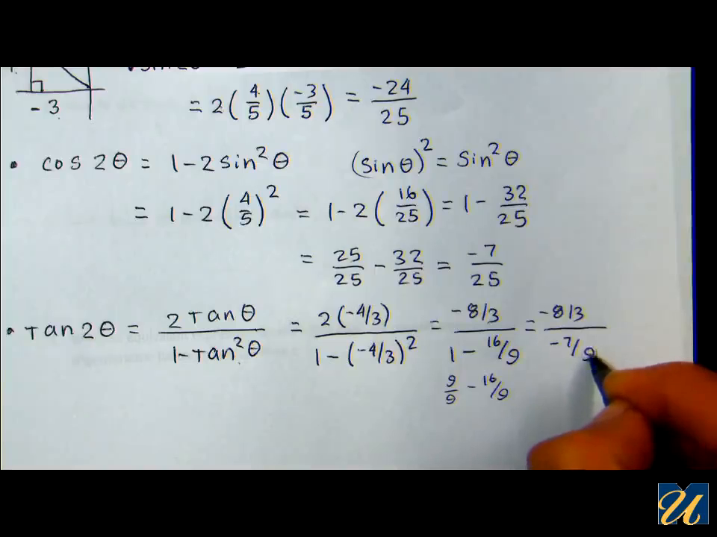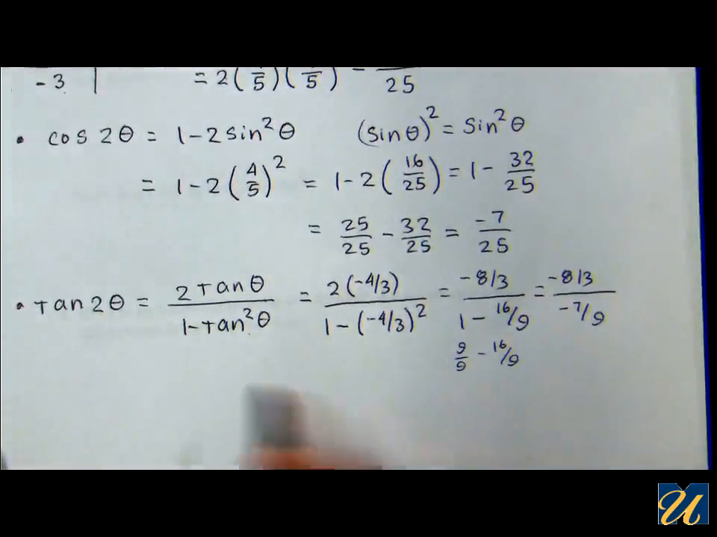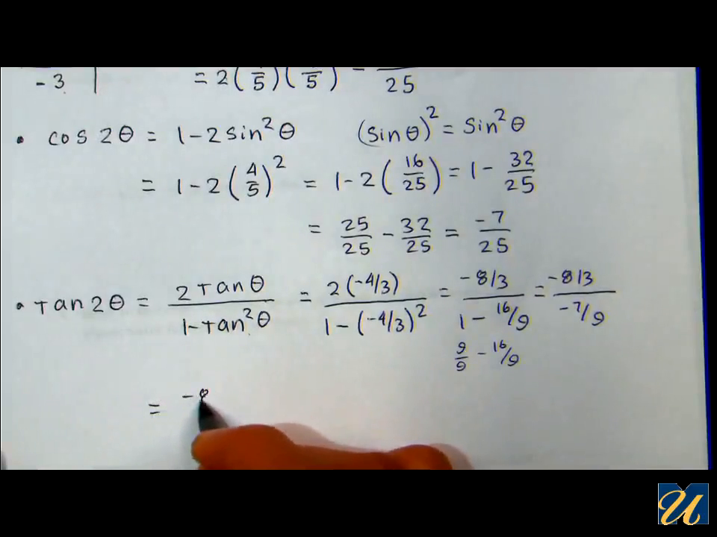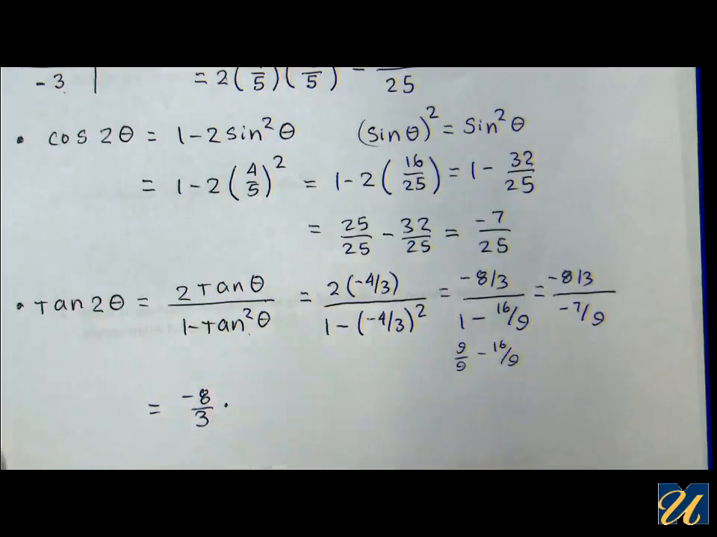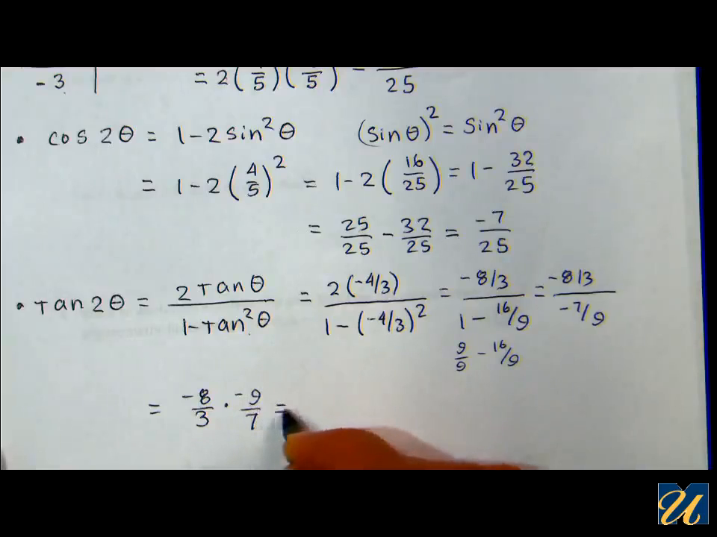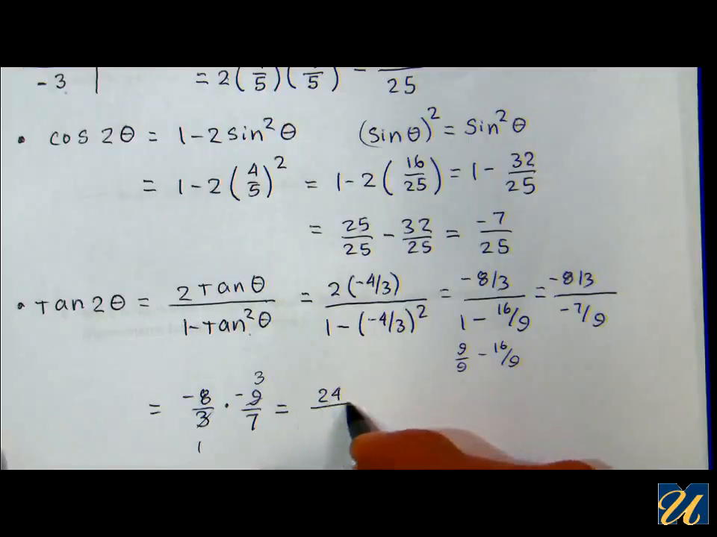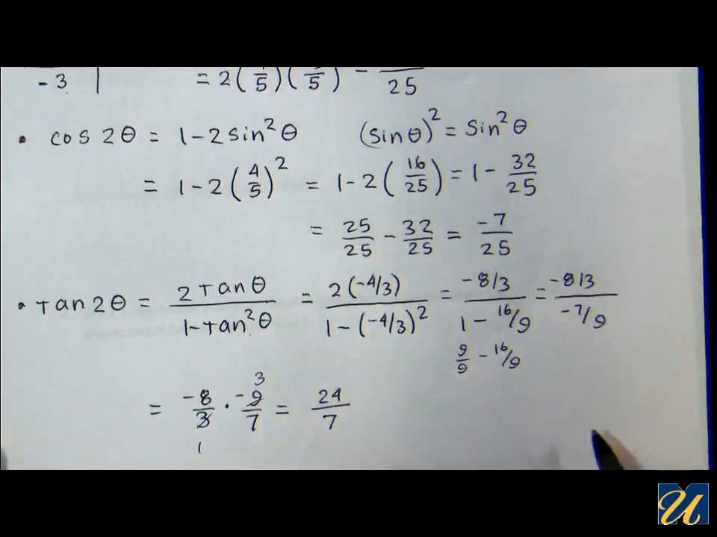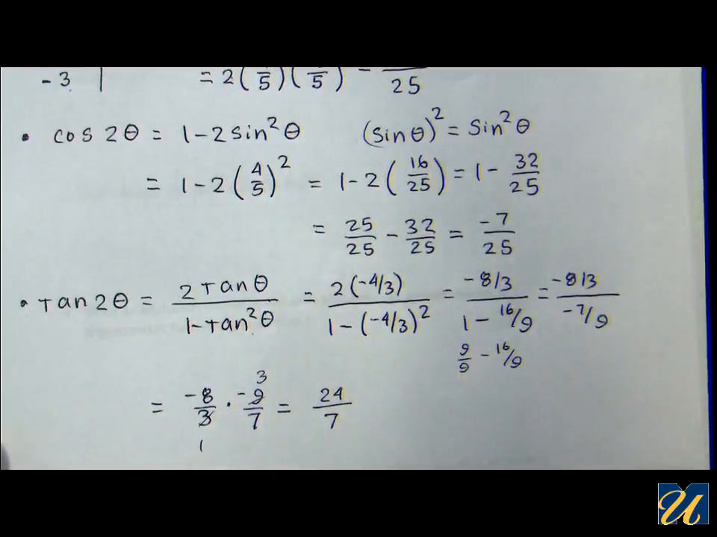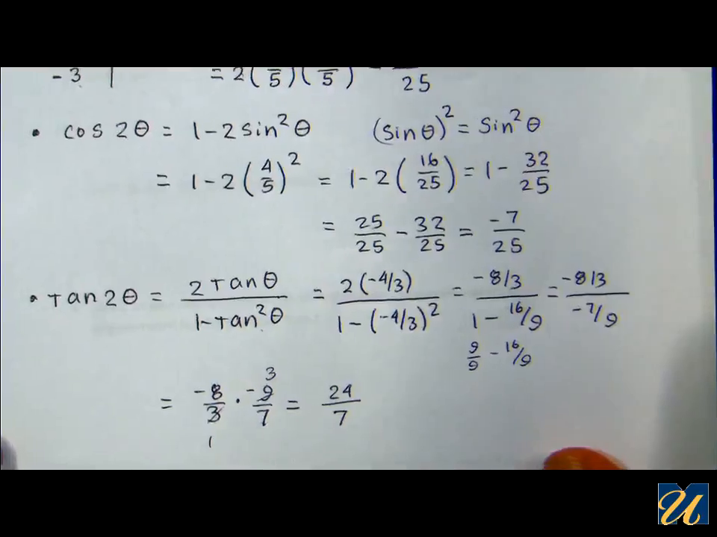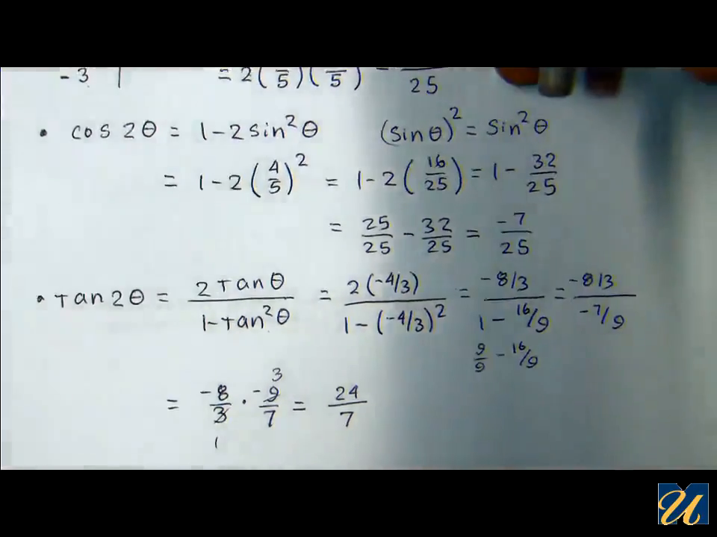Okay? And then we'll simplify our complex fraction here. Negative 8/3 divided by negative 7/9 or times negative 9/7. So we'll get that. Let's see, we could divide here by 3. So negative times negative is positive. 8 times 3 is 24. And 7 times 1 will be 7. So 24/7 looks to be the value of tangent of the double angle, 2 theta. Okay, let's see what else we have in the problem list.